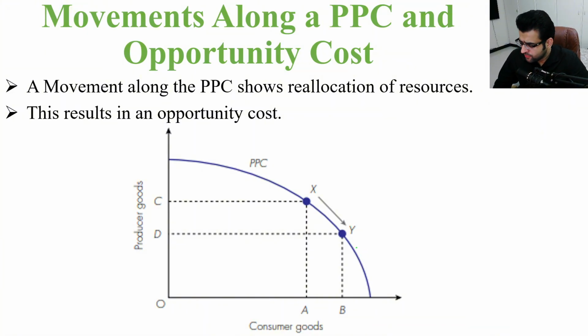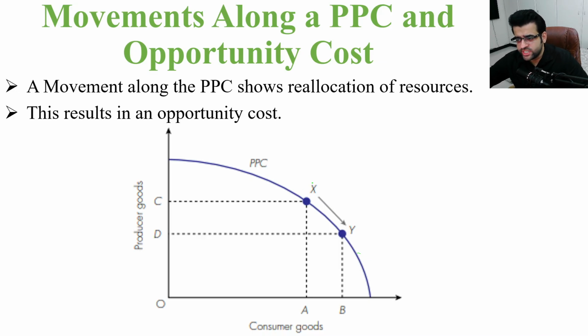So if we get an MCQ that if we want to produce maximum in the future, should we make more producer goods now or more consumer goods now? What do you think? To increase our productive capacity in the future, we need to make more producer goods. Why? Because if we make more producer goods today, then we'll have more resources in the future. That is, we will boost our production possibility curve.